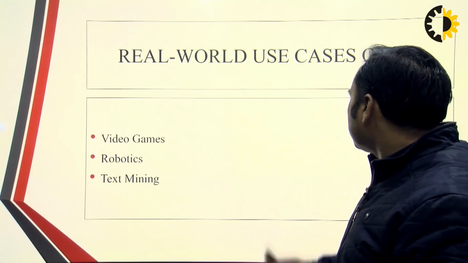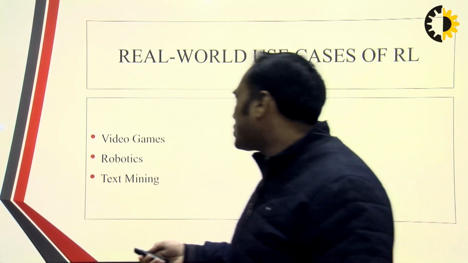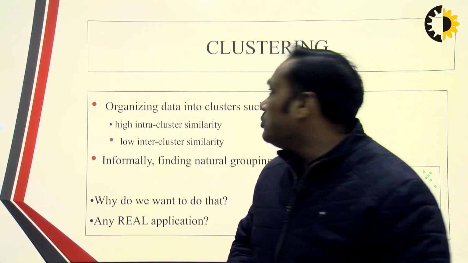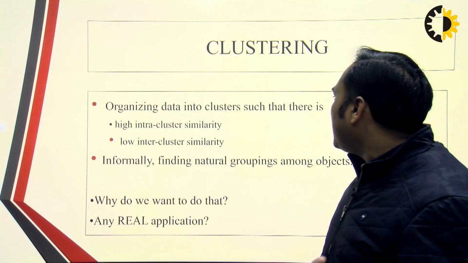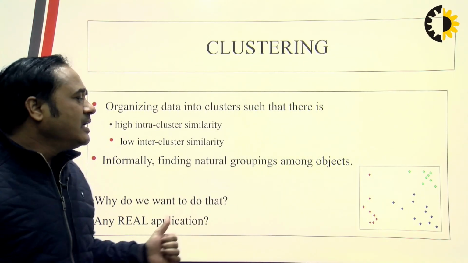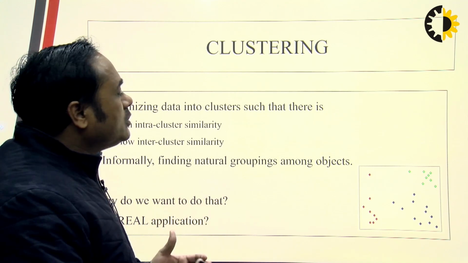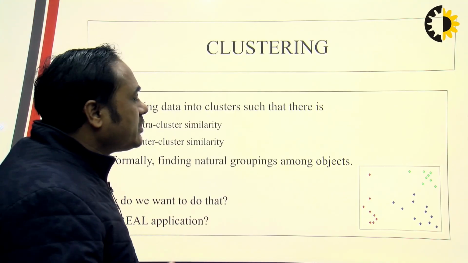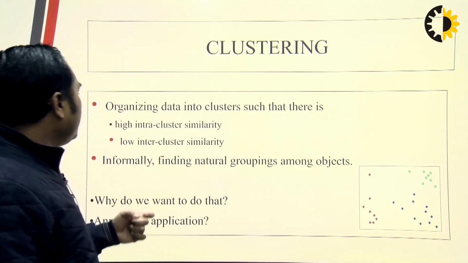Real world use cases of reinforcement learning: video gaming, robotics, text mining, etc. Now we are going to discuss clustering. Clustering means organizing data into clusters such that there is high intra-cluster similarity and low inter-cluster similarity. A cluster is a group of things. We are segregating things in such a way that we divide them into different groups.